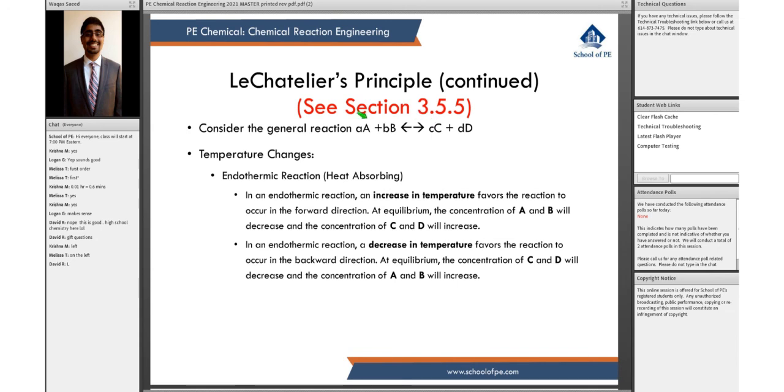Now, if I decrease the temperature in an endothermic reaction, I'm lowering the amount of heat here that was originally there when it was in equilibrium. So that also shifts the system out of equilibrium. So to counteract that change and get back into equilibrium, the reaction needs to shift to the left. So the reverse reaction is favored.